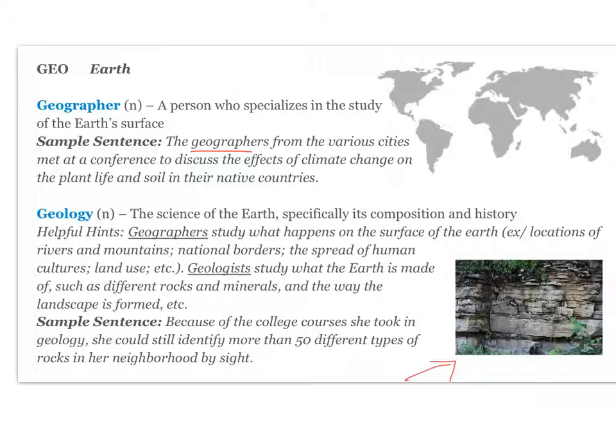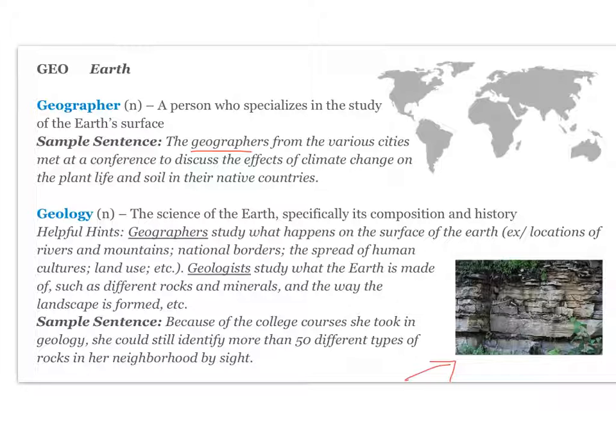The helpful hint is super important. So geographers, that first word, right? Geographers study what happens on the surface of the earth, for example, locations of rivers and mountains, natural borders, the spread of human cultures, land use, etc. Geologists study what the earth is made of, such as different rocks and minerals, and the way the landscape is formed, etc.